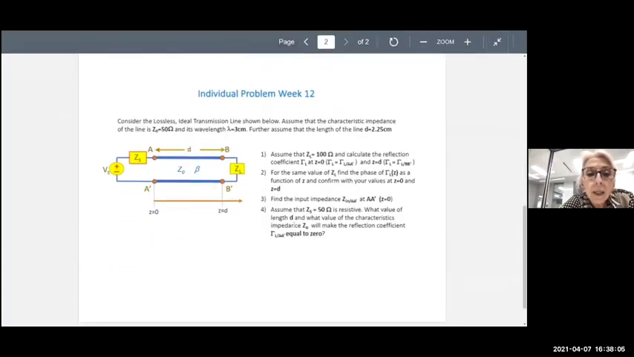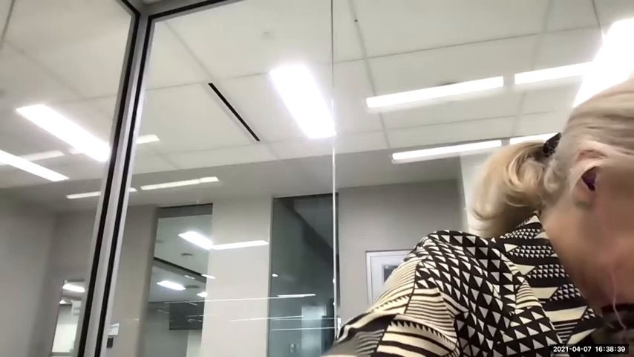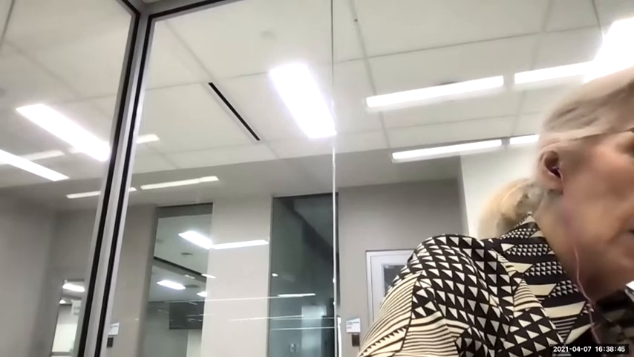Okay, so it gives you a ZL, which is 100 ohms, and calculate the reflection coefficient at Z equals 0, and at Z equals D, obviously. Okay, so this is the expression we're using for the reflection coefficient. So let me go to a different place here, and I will share my screen now.